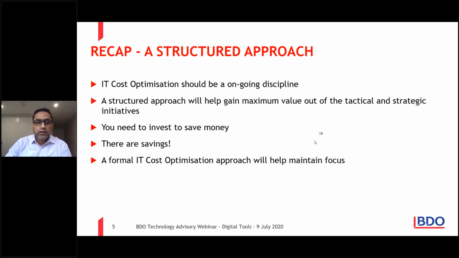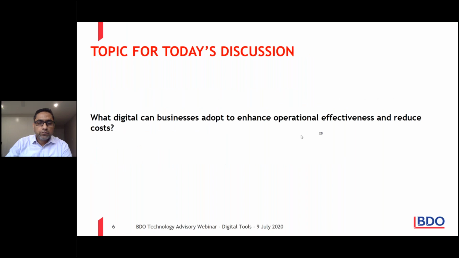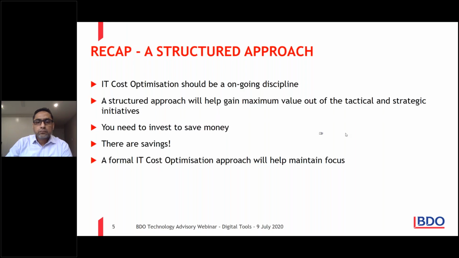And then the last one is around the IT cost optimization approach. It will help maintain focus, because if it's a one-off thing, it becomes quite narrow in its focus around releasing immediate dollars. But if you keep it as an ongoing approach, then it ensures that the right focus is on IT costs, and it doesn't become a one-off, but it's an ongoing discipline.